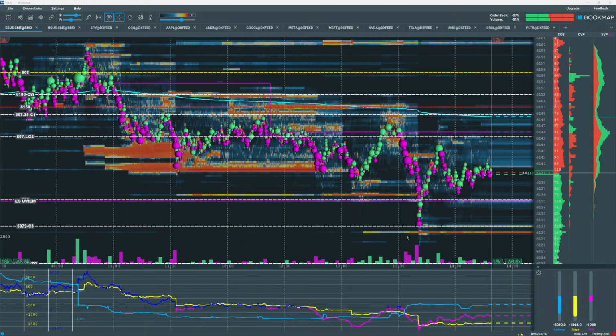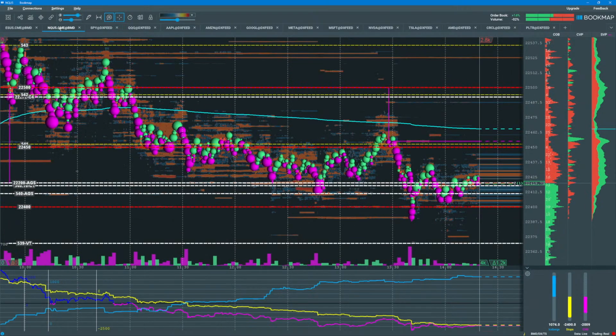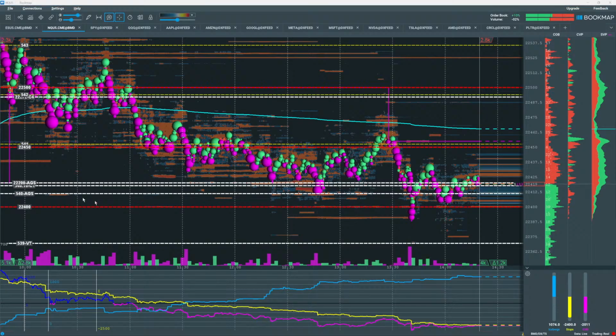And again, most recently support at that SPX 6079 combo 3 level. Let's check Nasdaq. All right, so Nasdaq now stuck right around these two absolute gamma strikes, QQQ 540 and NDX 22,200.